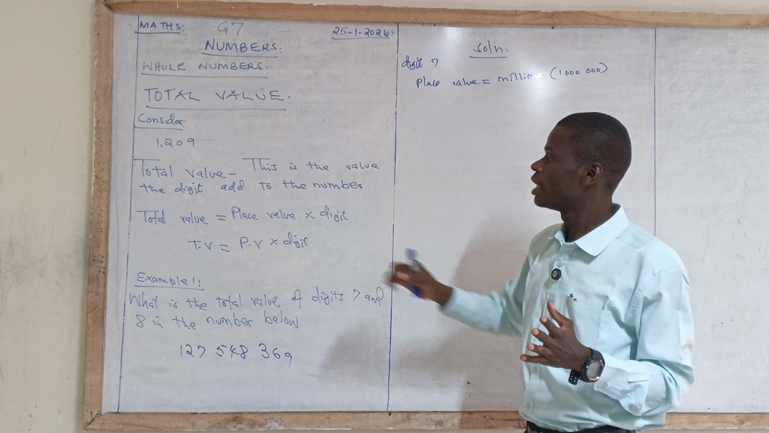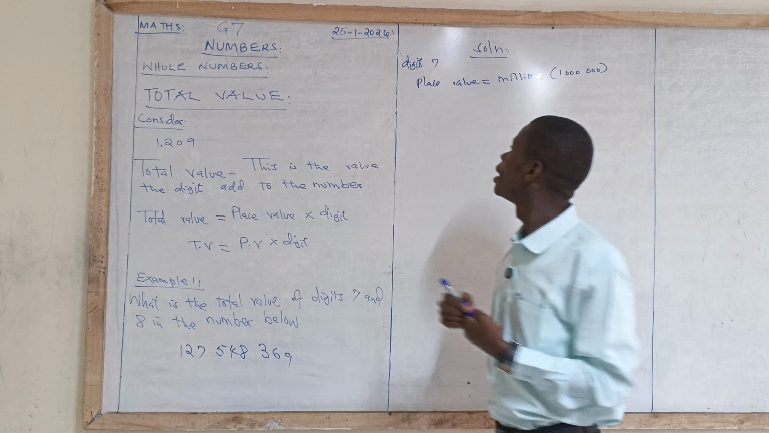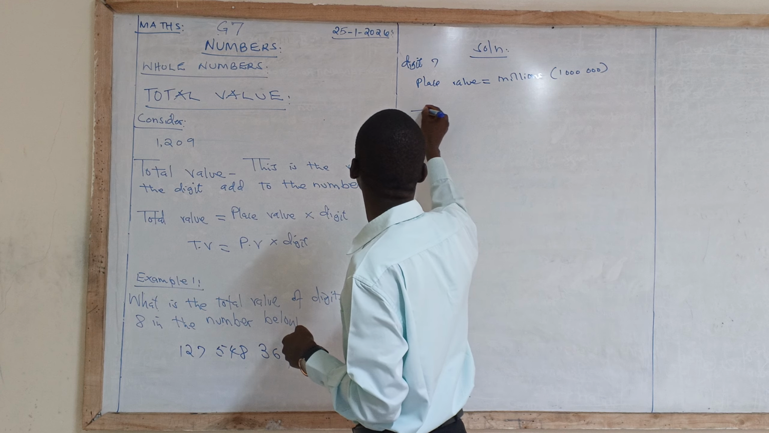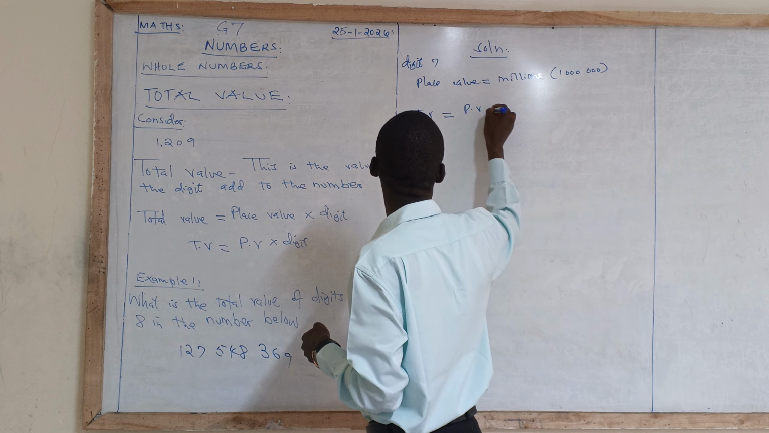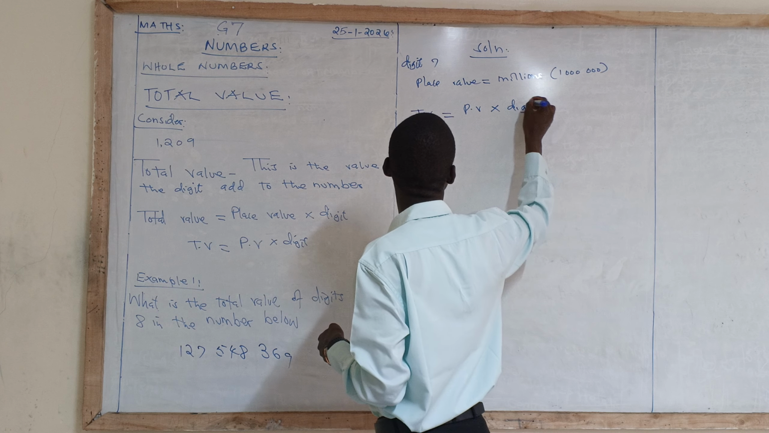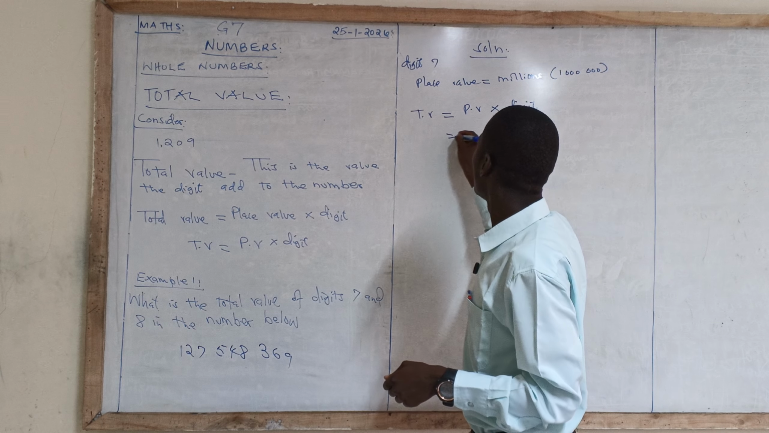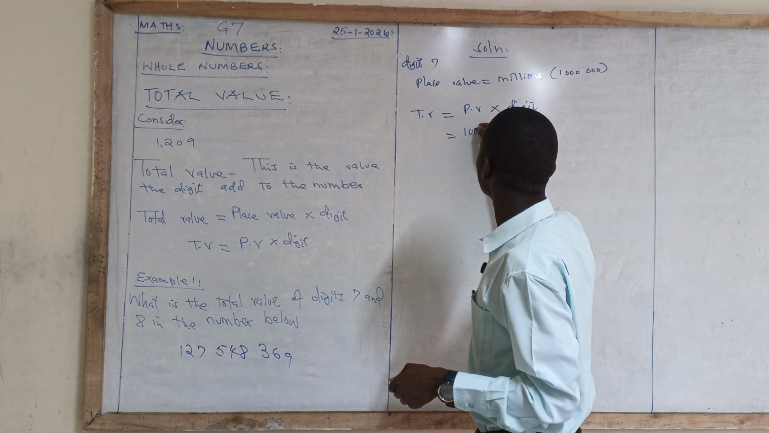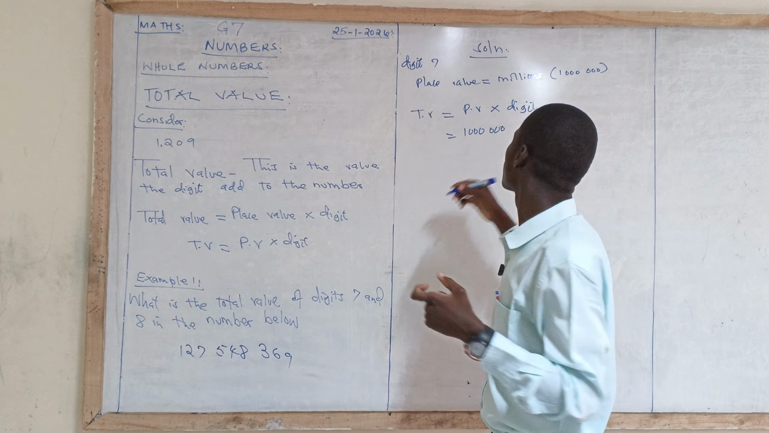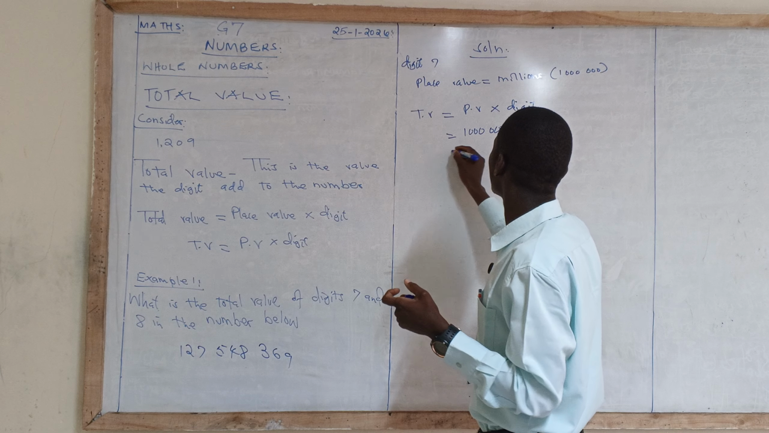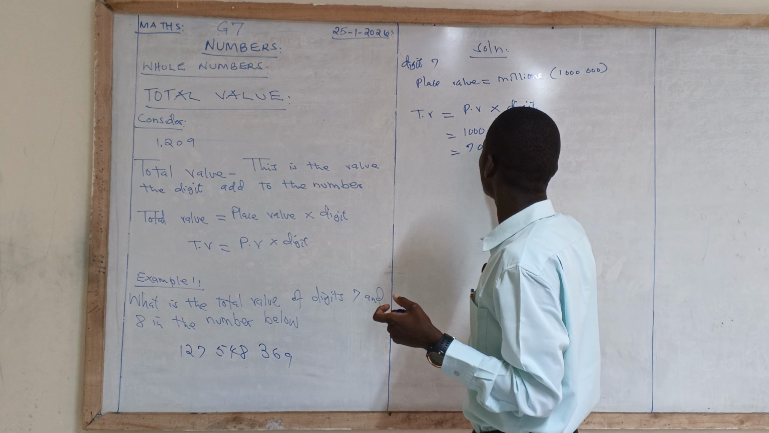And what have we said? Total value is equal to place value times the digit. So I'll say total value TV is equal to place value PV times the digit. That's the formula. Total value is equal to place value times digit. So here, my place value is 1 million. That's now millions written in figures. Multiplied by digit, which is 7. So 1 million times 7, that's now 7 million.